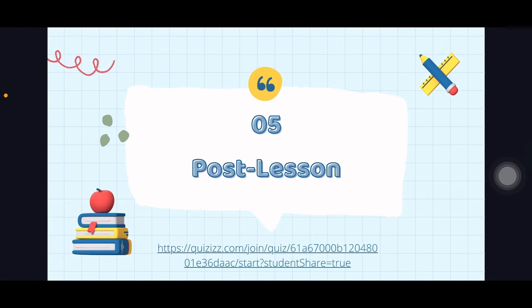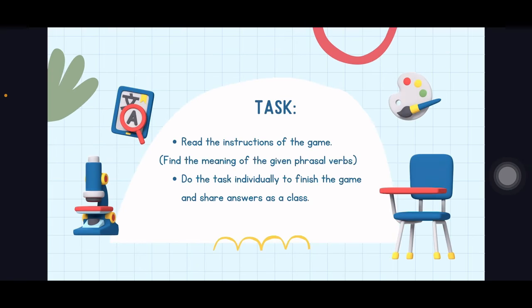We are on the last part of today's lesson, which is the post lesson. As you can see here, you will be given a link to a game. You will do this game individually and share answers as a class. You need to read the instructions of the game first. So what are the instructions? You need to find the meaning of the given phrasal verbs. Do the task individually to finish the game and share answers as a class.